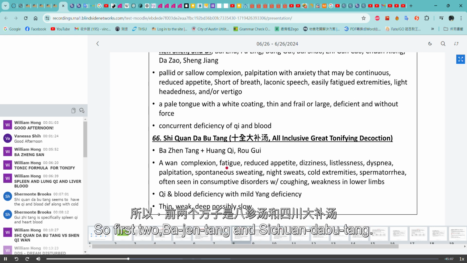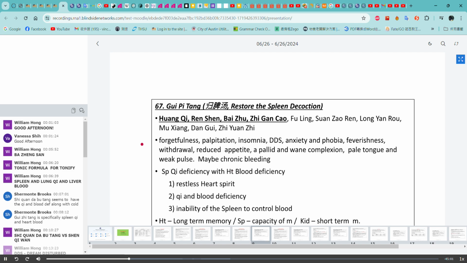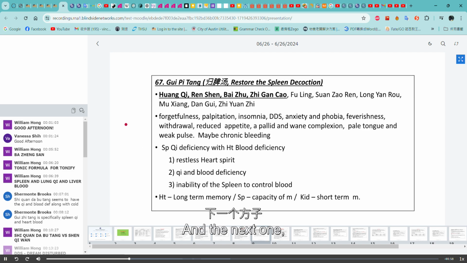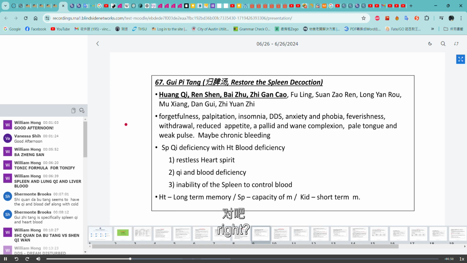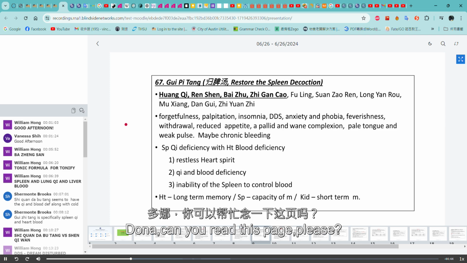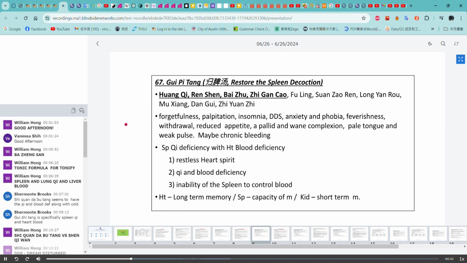Okay, so first two, Bajentang and the Sichuan Dabutang. Okay. And next one, this is one of the most popular formulas in the clinic, right? Guipitang. Donna, can you read this page, please?